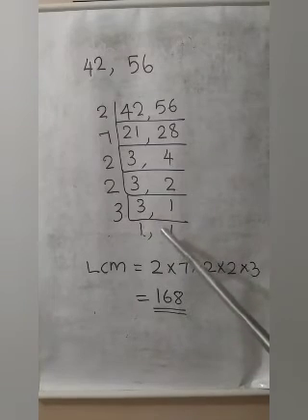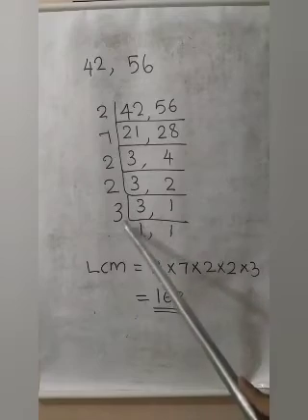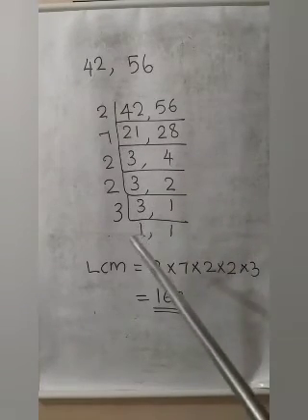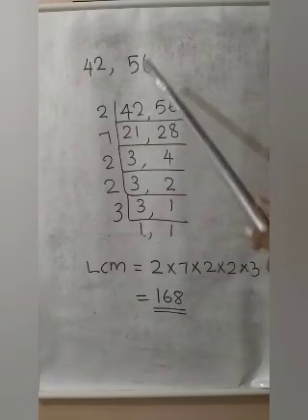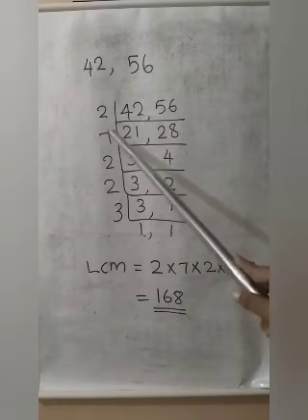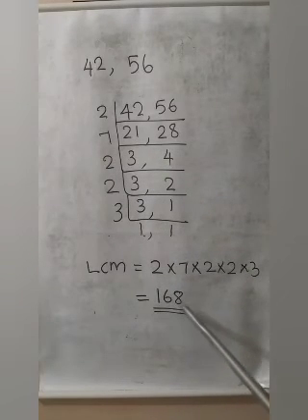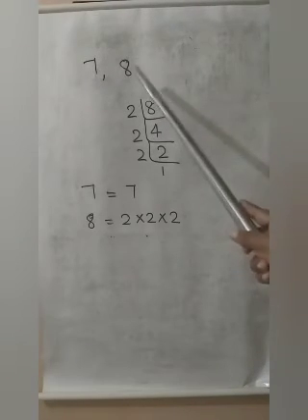So now we can go for the LCM. Before that, just have a look. All the numbers here are prime. 2 is a prime number, 7 is a prime number, 3 is a prime number. So what is the LCM of 42 and 56? LCM of 42 and 56 is 2 into 7 into 2 into 2 into 3. What is that? 168.